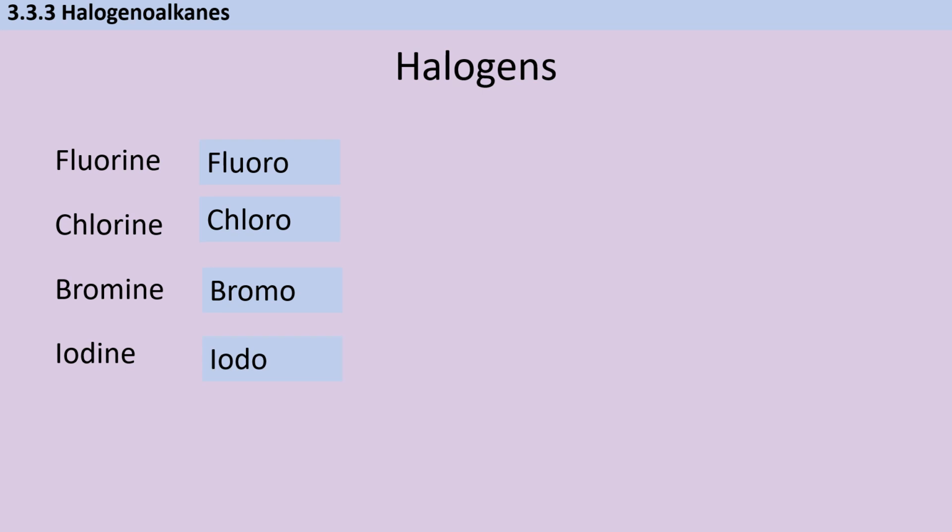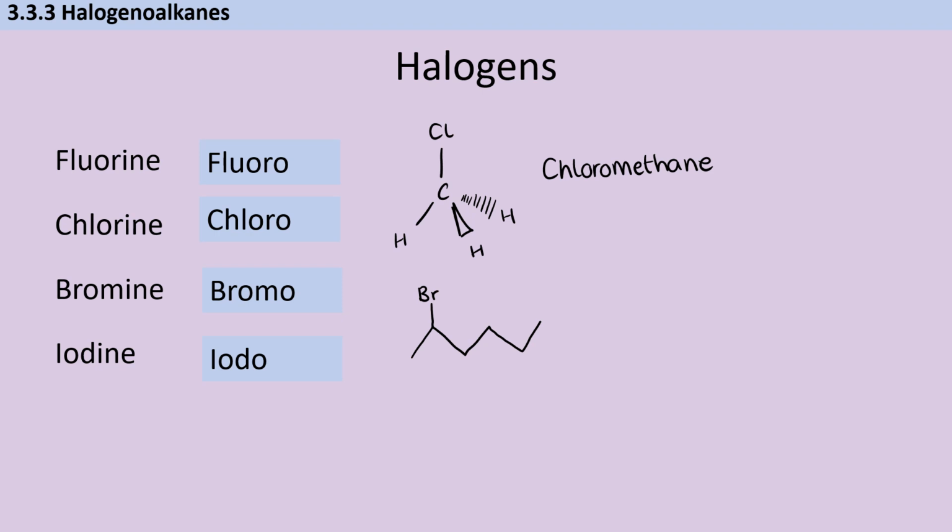So by that logic, this molecule, which is methane with one chlorine atom substituted, will be chloromethane. If I take this molecule, then I can't just name it bromo because that bromine atom could be placed on any one of these carbons. So this is going to be 2-bromohexane. So I use the number to indicate which carbon it's on.